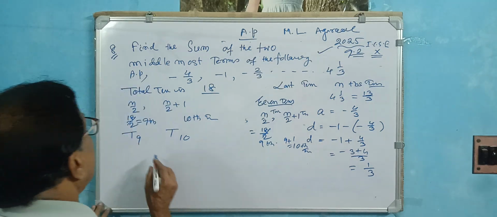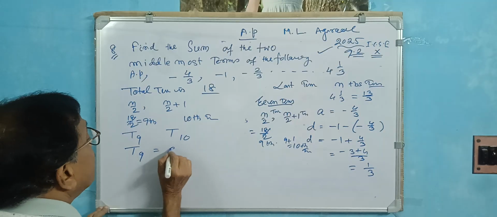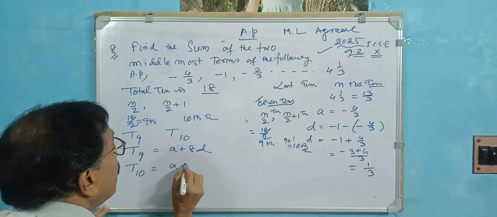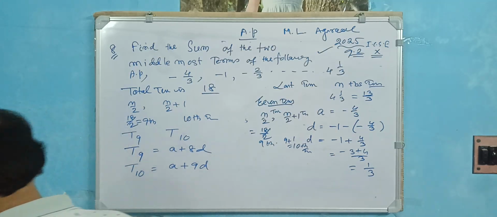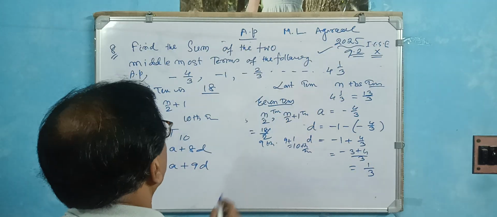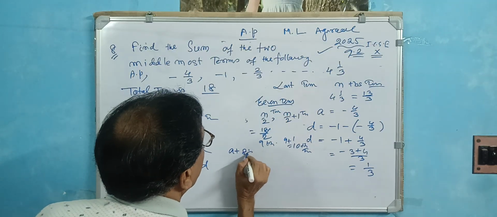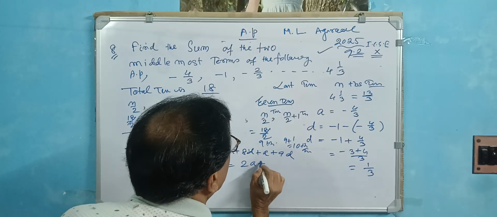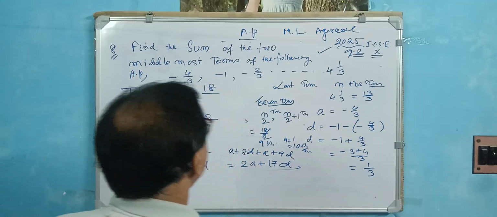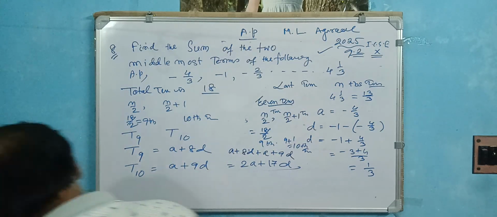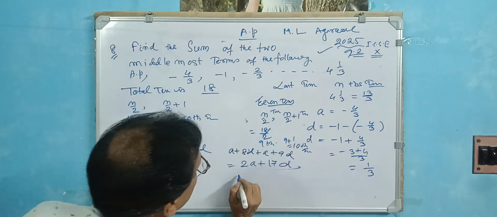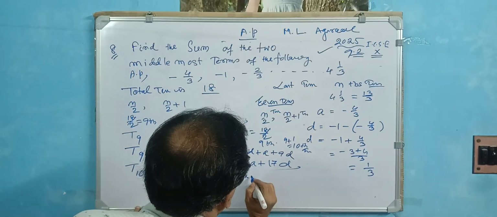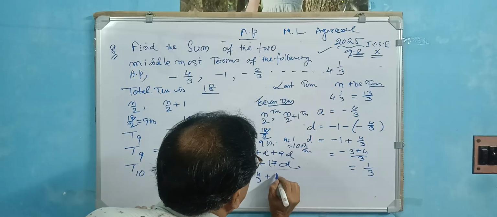So t9 means a plus 8d, and t10 means a plus 9d. If you add them, a plus 8d plus a plus 9d, you get 2a plus 17d. This is the sum. Clear? So just put in the values. What is the value of a? A is minus 4 by 3. What is the value of d?